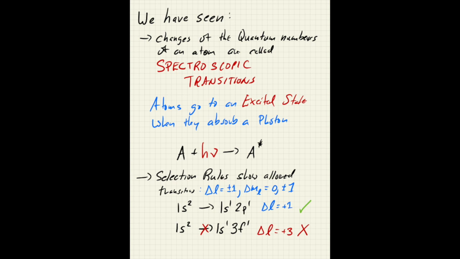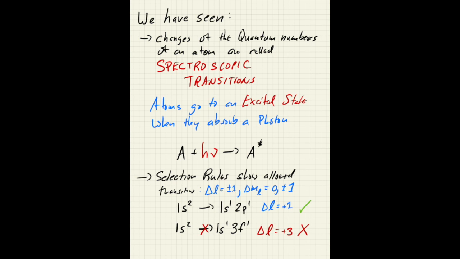So for example, if you start out with helium, which is a 1s2 configuration, and it absorbs a photon of the proper energy and promotes it to a 1s1 2p1, for the electron that went from the 1s orbital to the 2p orbital, the change in L would be equal to plus 1, and that's an allowed transition. However, if instead you were trying to get a transition from the 1s to a 3f orbital, that would not be allowed because the change in L would be equal to plus 3. So these are our selection rules for allowed transitions.